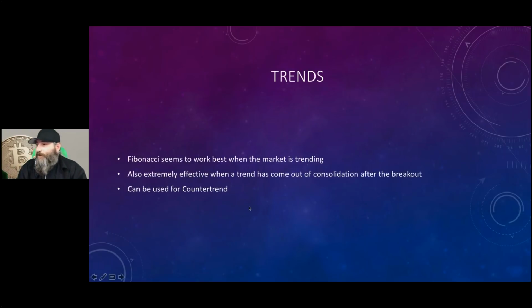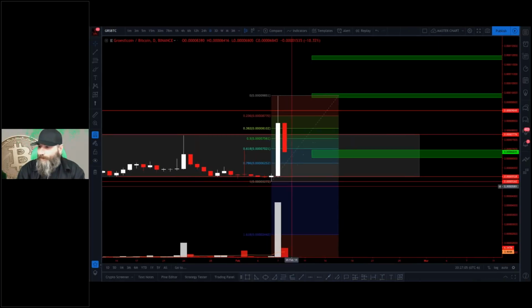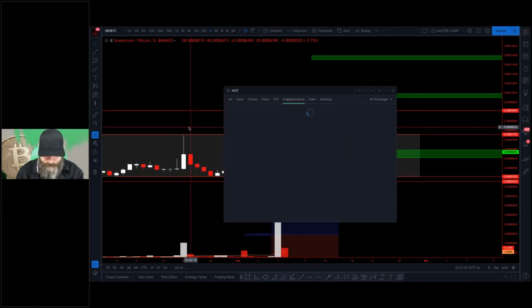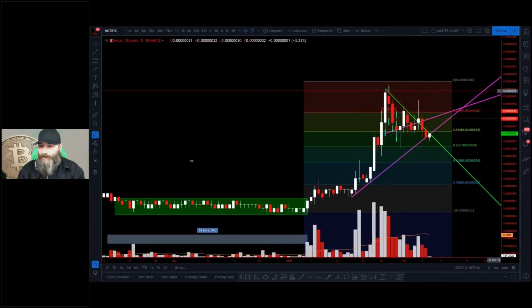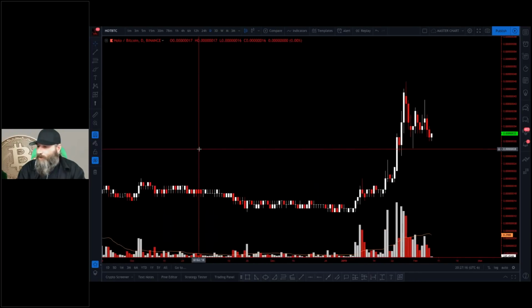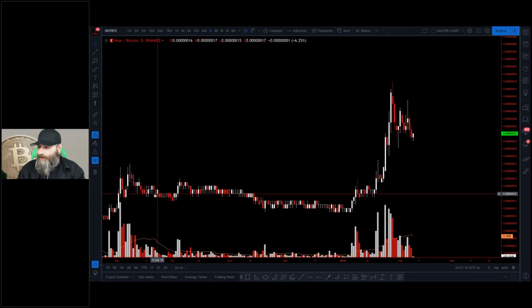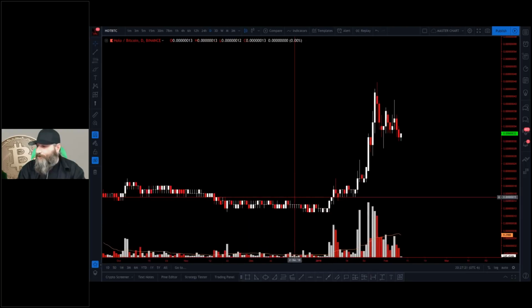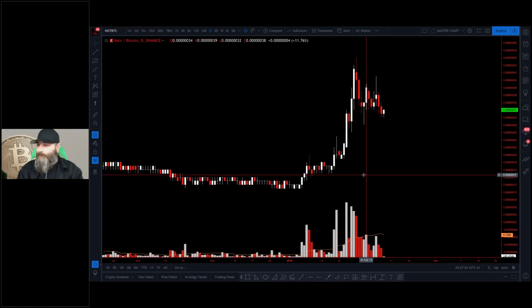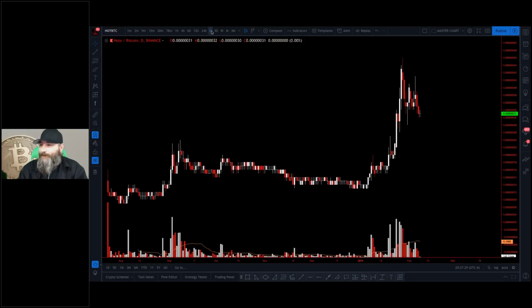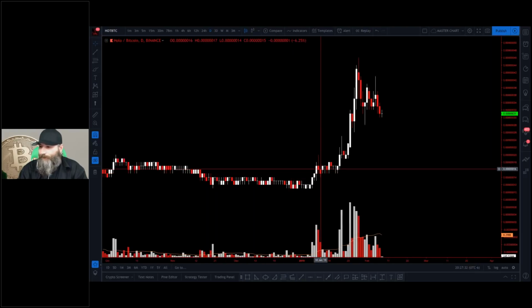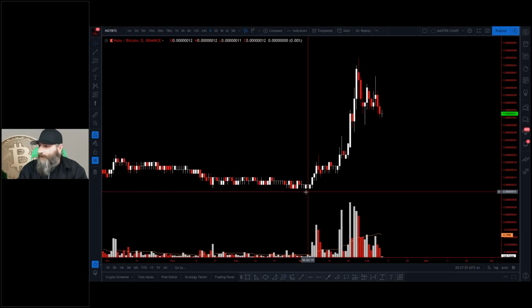It's extremely effective when a trend has come out of consolidation after a breakout. We saw this with, I believe it was HOT, yes, HOT BTC. This is a good example here. Let's get rid of all that junk. This was an area of massive consolidation, right? This is actually a great example, so we're going to leave this on the chart for a second. This is a huge area of accumulation. This is a daily chart. I think when I measured it out before, it was 54 days, 55 days, give or take.